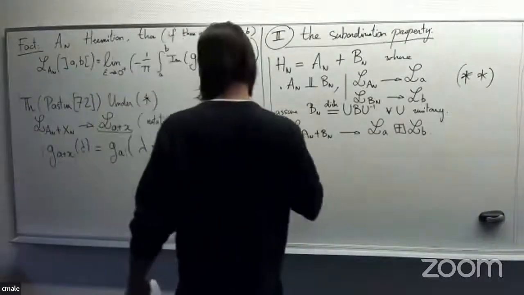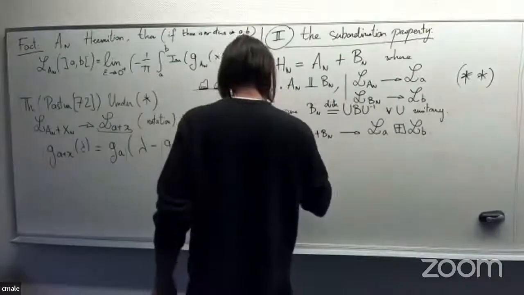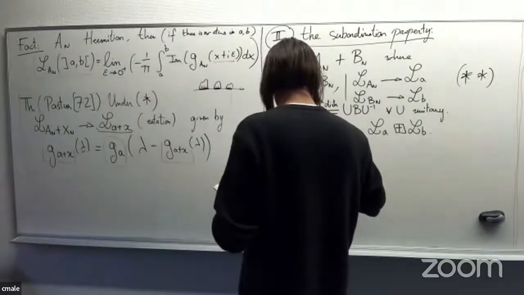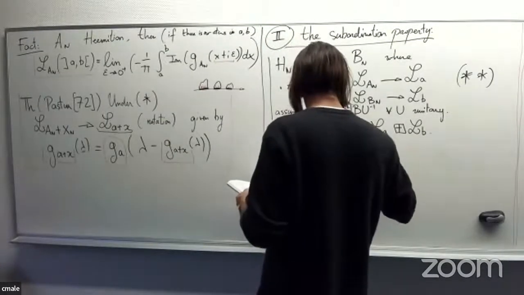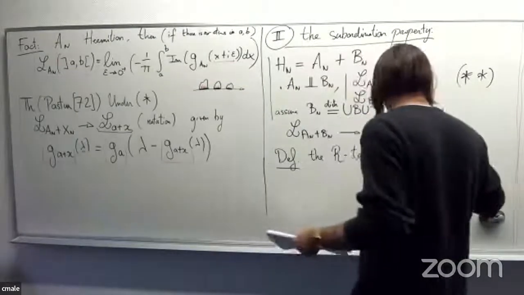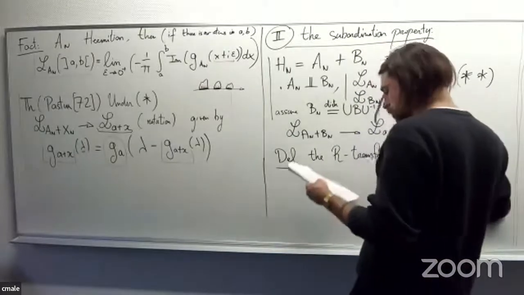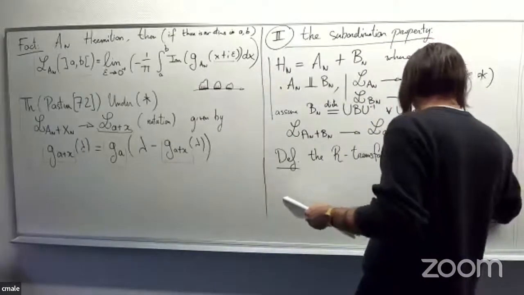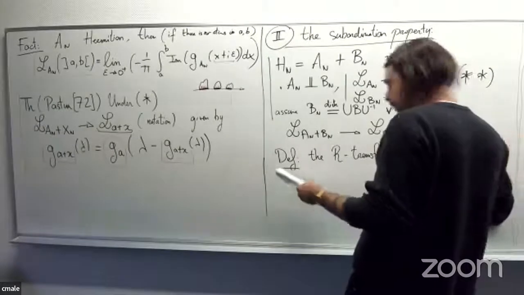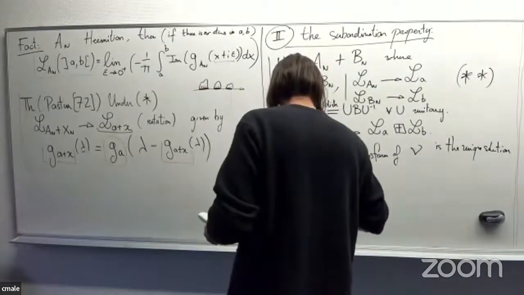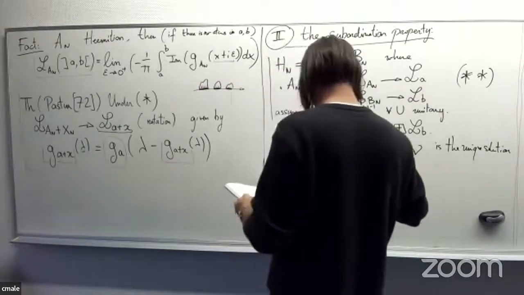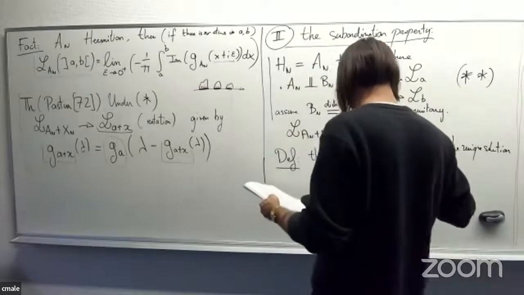So I will introduce another tool, which comes with the Stieltjes transform: the R transform of a probability measure mu. It is the unique solution of the following equation, which tells you that the Stieltjes transform of your measure mu satisfies this equation.